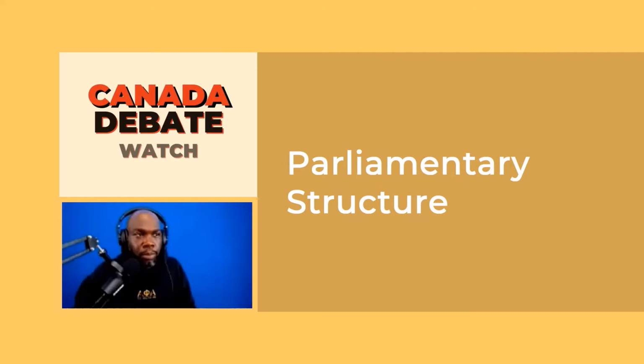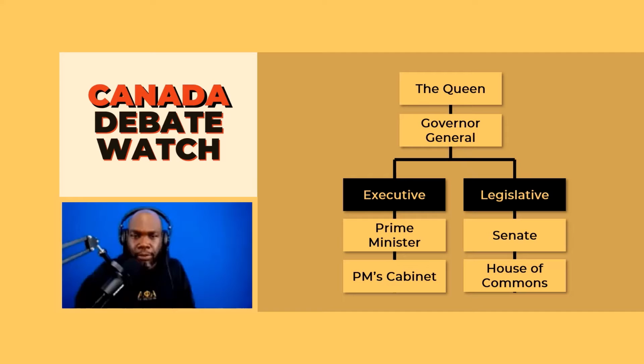So Canadian politics follows a parliamentary structure, similar to the other Commonwealth countries in the world. 16 nations have the Queen as their head of state, including the United Kingdom, Australia, New Zealand, the Bahamas, Belize, Jamaica, and several others. The Governor General represents the Queen, and then there are two branches. There's the legislative branch and the executive branch.